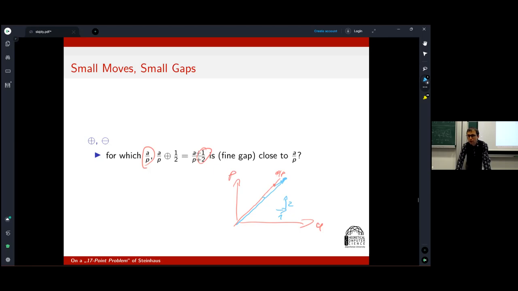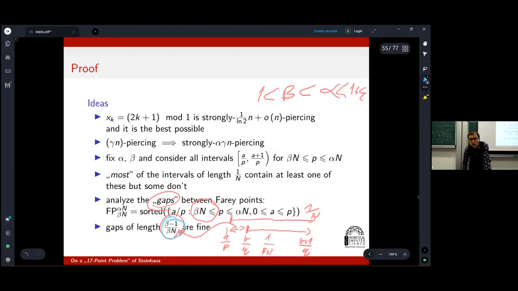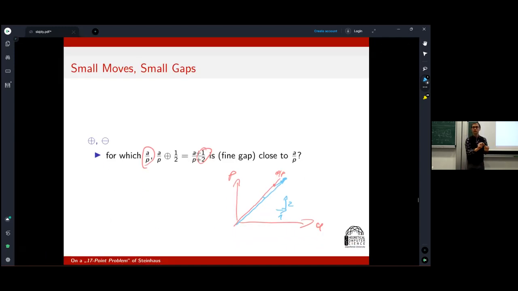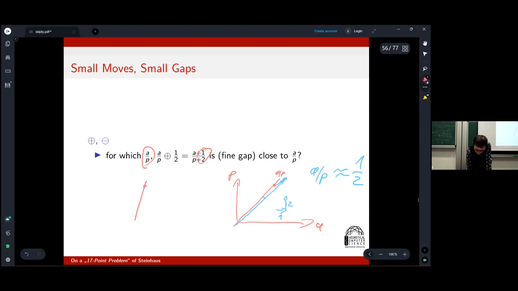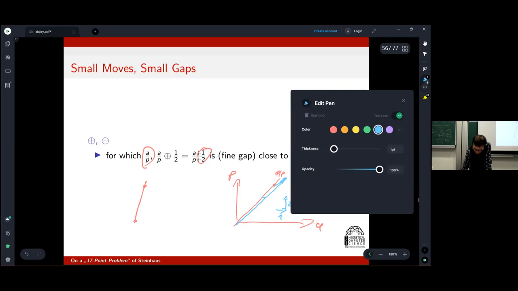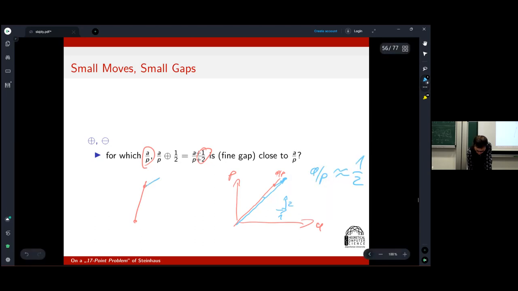Okay, so we are interested in this angle really. If this angle is small, meaning this small, then this is a nice move, right? It moves a fraction to a close one, bigger. And let's hope that this small move keeps us in the same set of fractions, right? Is it clear? So the only hope is for A over P equal, well, close to 1/2, right? Because the intuition is that if you choose A over P like this one, then for such a fraction, this move might be bad.